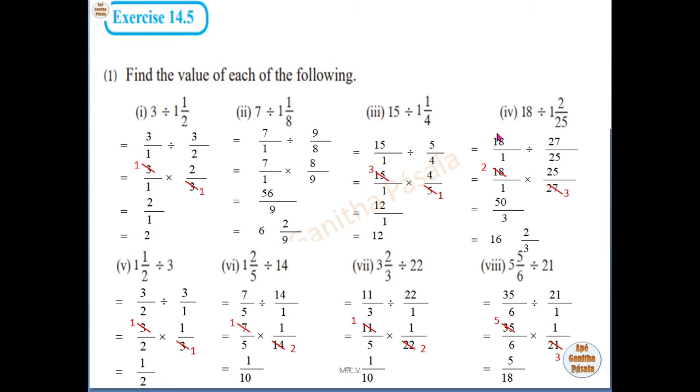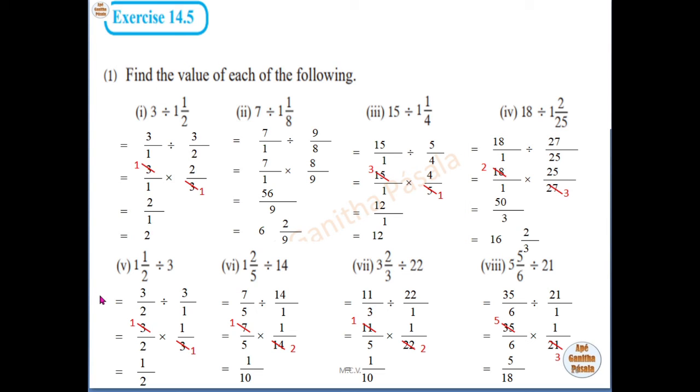Now multiply. 2 into 25, 50. 1 into 3, 3. 50 over 3. An improper fraction, 50 can be divided by 3. When you divide 50 by 3, you will get the answer 16, and remainder is 2. So the answer is 16 and 2 over 3.